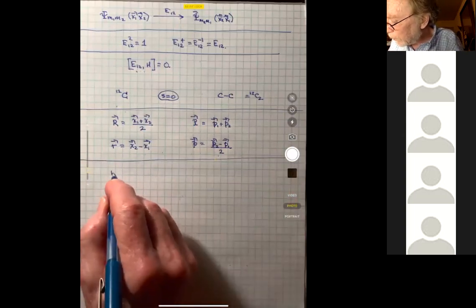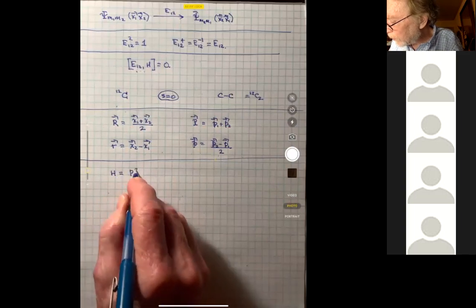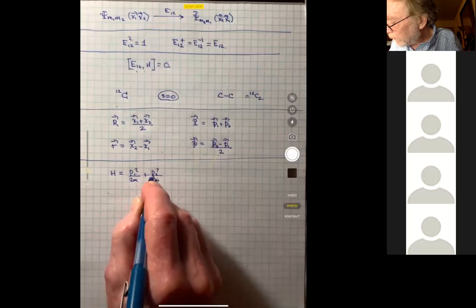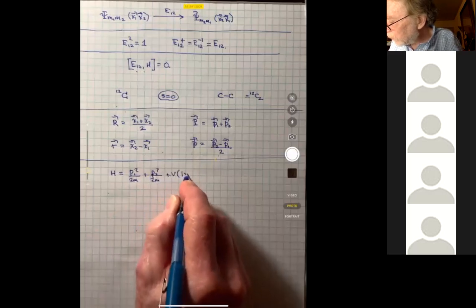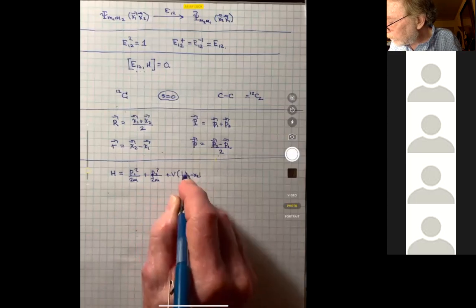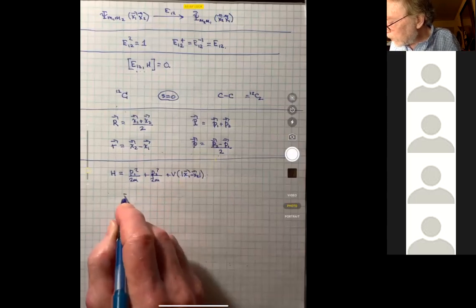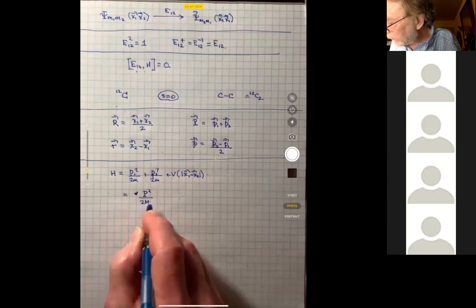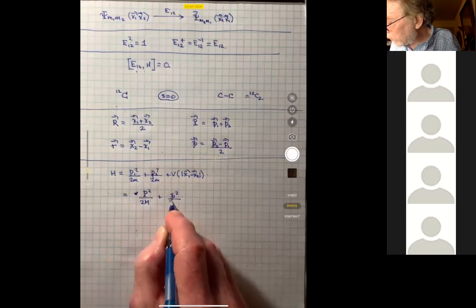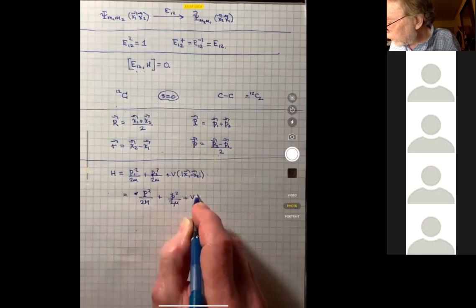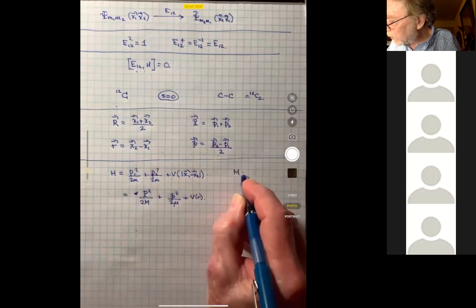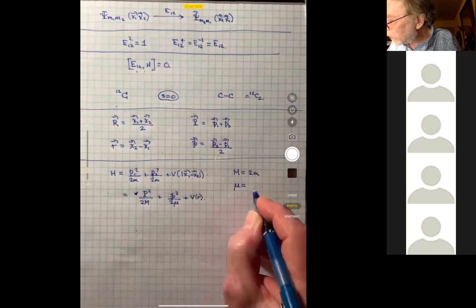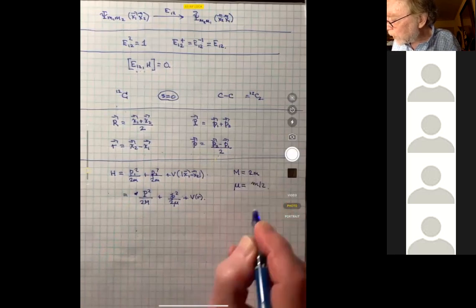And when we transform the Hamiltonian, which was originally P1 squared over 2m plus P2 squared over 2m plus V of the distance between the particles, it becomes capital P squared over twice capital M plus lowercase p squared over 2 mu plus V of r, where capital M is the total mass, which is twice the mass of the individual particles, and lowercase mu, which is the reduced mass, is m over 2, like so.